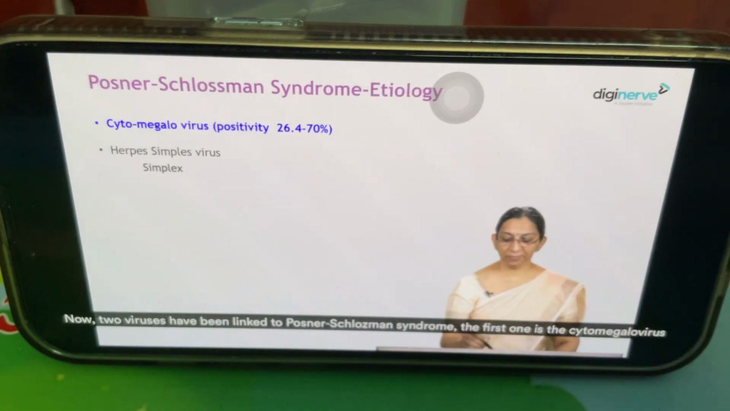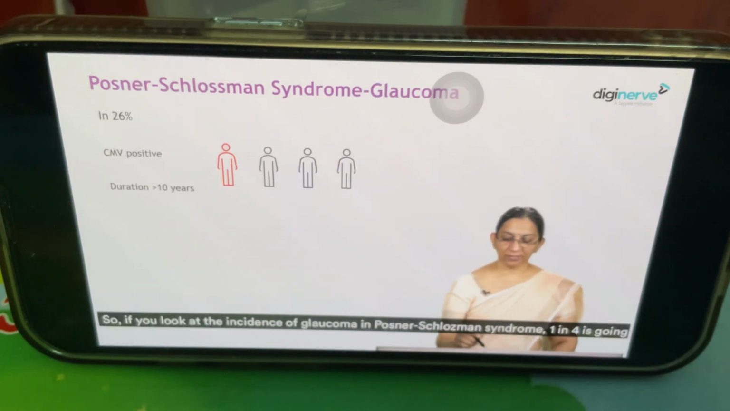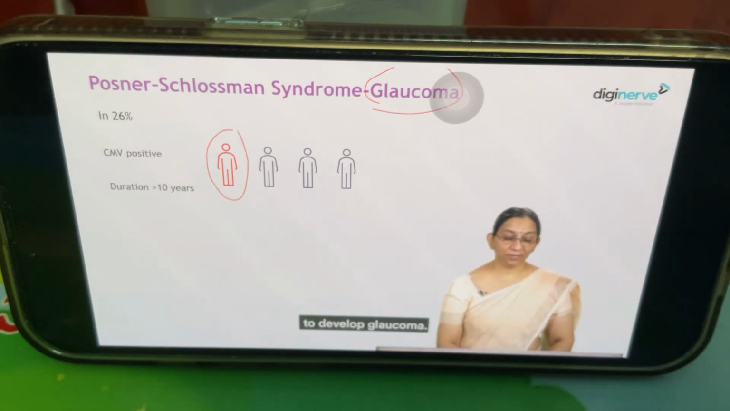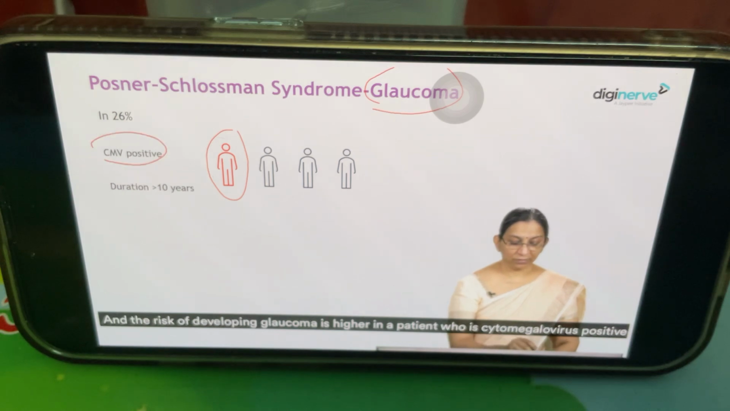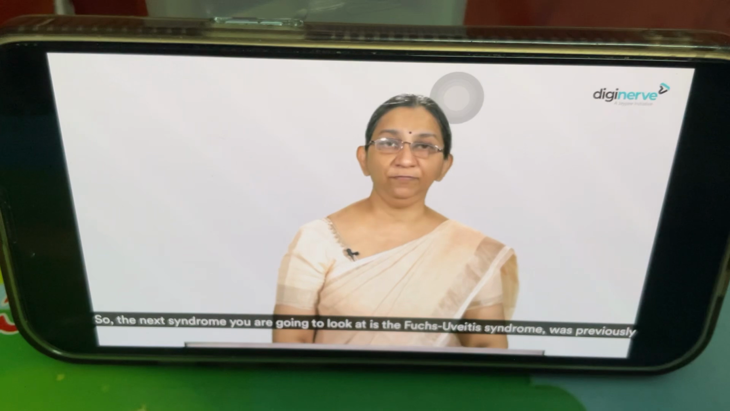Now, two viruses have been linked to Posner-Schlossman syndrome. The first one is the cytomegalovirus, and the second is the herpes simplex virus. So, if you look at the incidence of glaucoma in Posner-Schlossman syndrome, 1 in 4 is going to develop glaucoma. And the risk of developing glaucoma is higher in a patient who is cytomegalovirus positive and who has had the syndrome for more than 10 years. So, the next syndrome you're going to look at is the Fuchs uveitis syndrome.